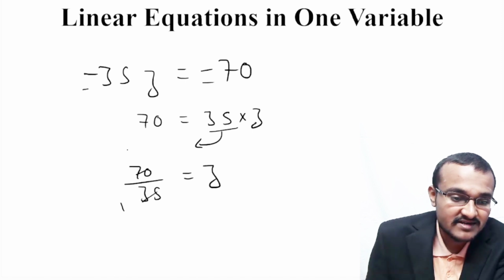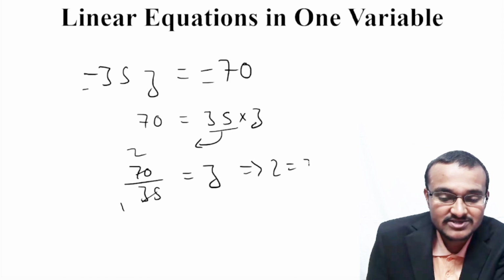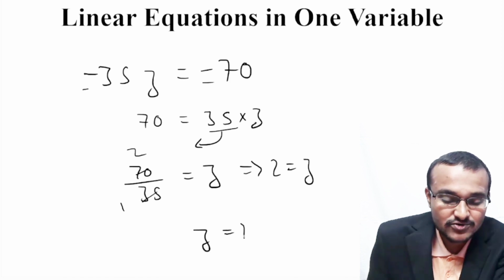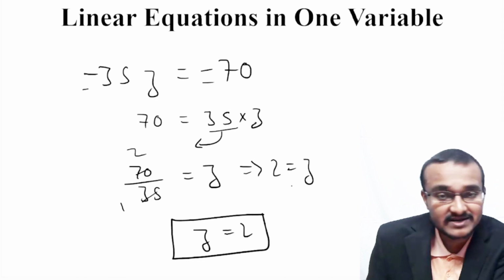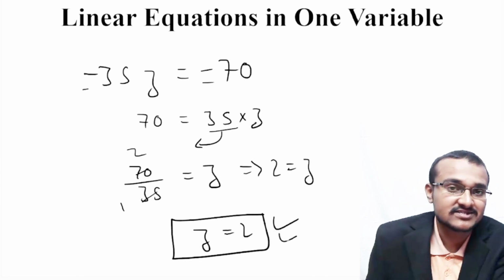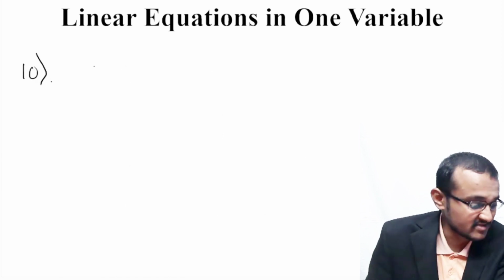So 35 1s are 35, 35 2s are 70. So 2 is equal to z, or you can write this as z is equal to 2. So when you solve this particular equation, the 9th question, you are getting the answer z is equal to 2. Coming to the 10th question, they have given it in the form of decimals.